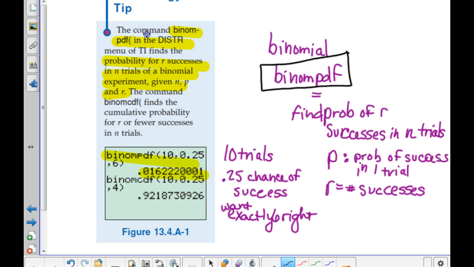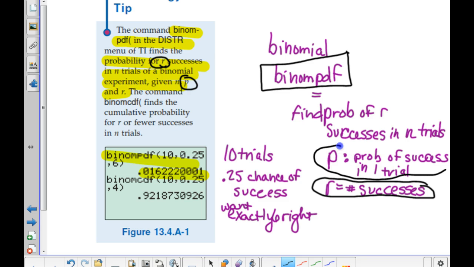Okay. It says Binom PDF is in the distribution menu of a Texas Instruments calculator. It will ask for R, and that is the number of successes. Okay. It will ask for P, the probability of success. And if you have an older calculator, if you looked in the handbook, it would say R, the number of successes. Our calculator says X.